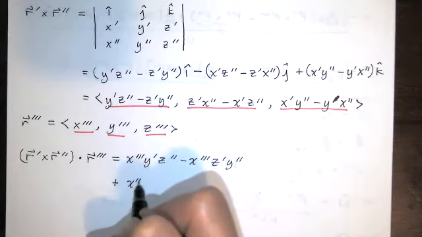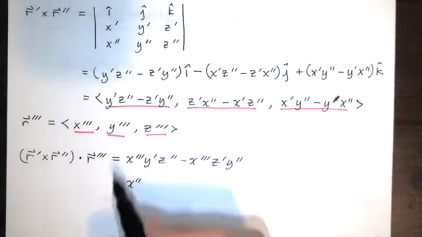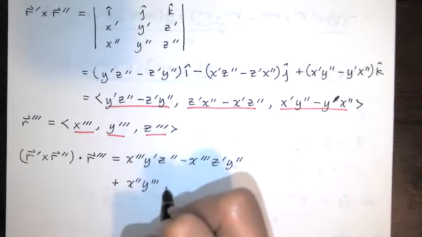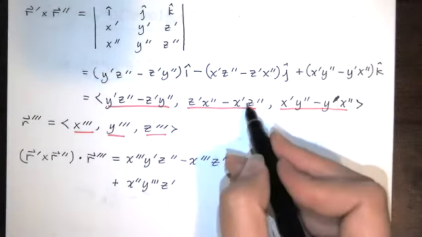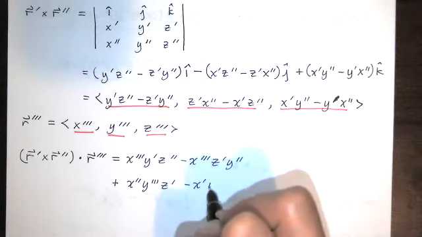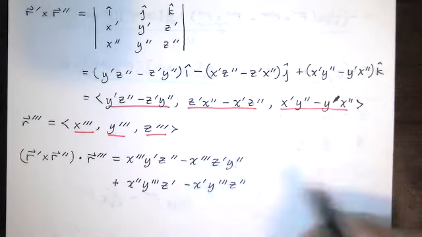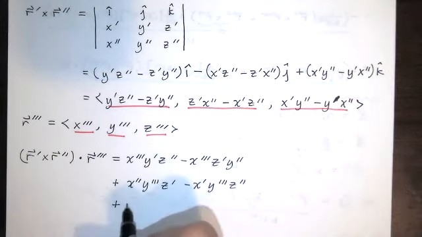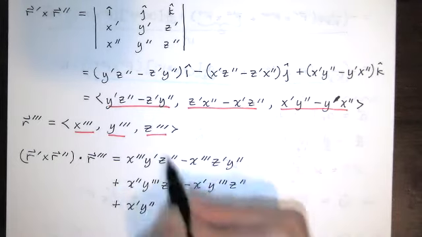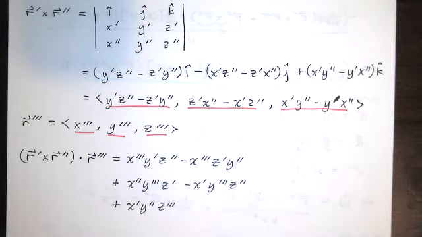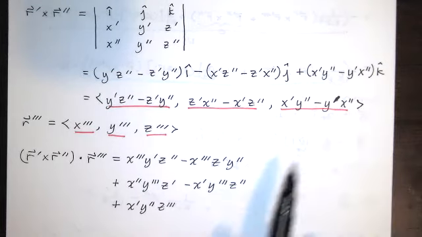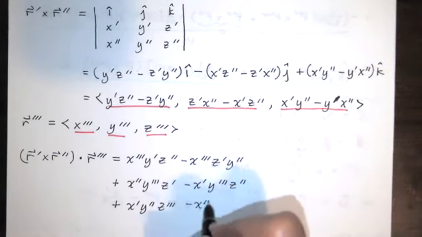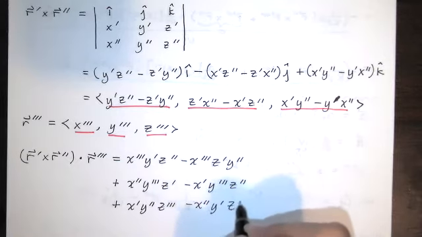I think I'm going to start writing the letters in alphabetical order. So I have x double prime, y triple prime, z prime, and then I'll have negative x prime, y triple prime, z double prime, okay? And then over here on the last one, I've got x prime, y double prime, z triple prime, and let's see, negative x double prime, y prime, z triple prime.